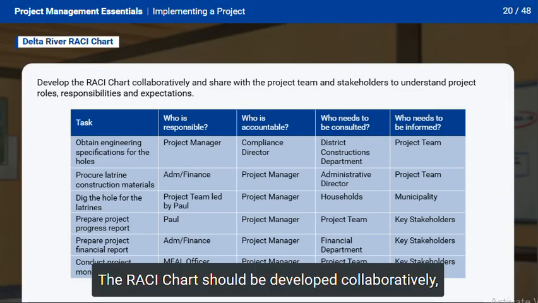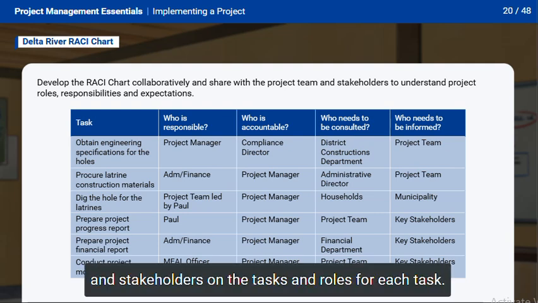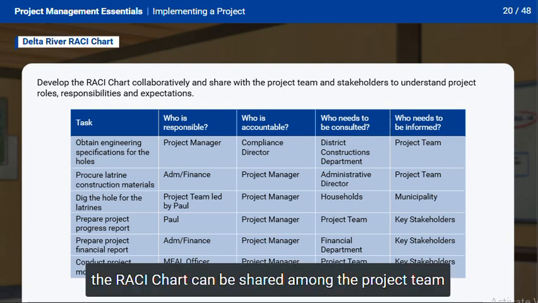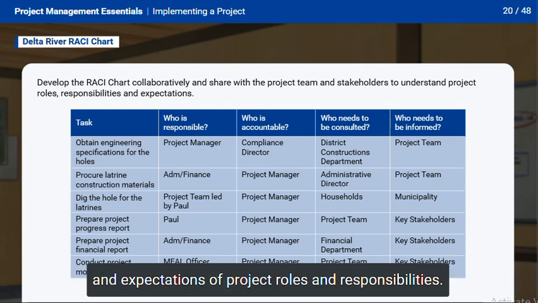The RACI chart should be developed collaboratively, gaining consensus and buy-in from team members and stakeholders on the tasks and roles for each task. Once developed, the RACI chart can be shared among the project team and with project stakeholders to ensure an understanding and expectations of project roles and responsibilities.